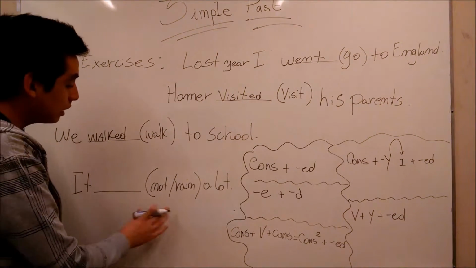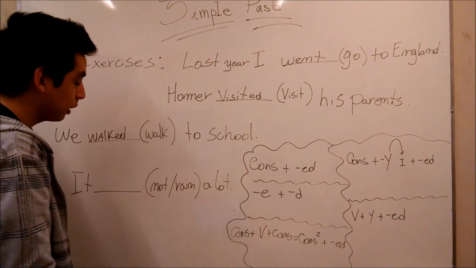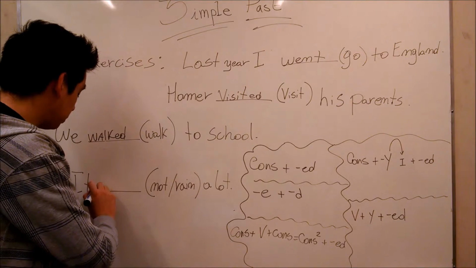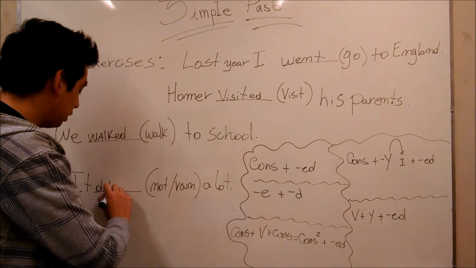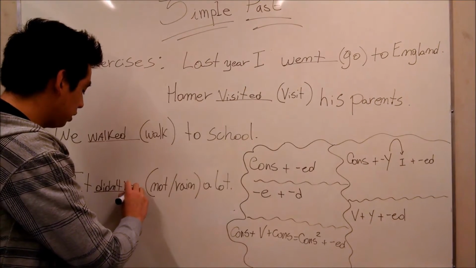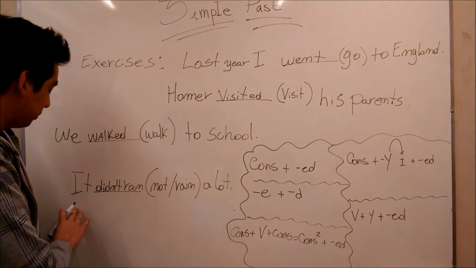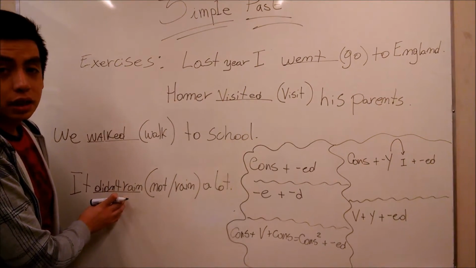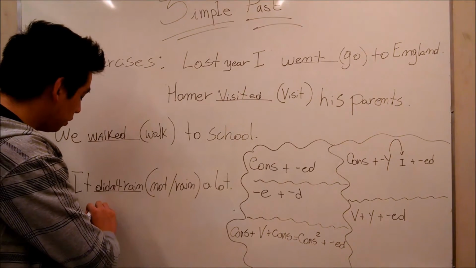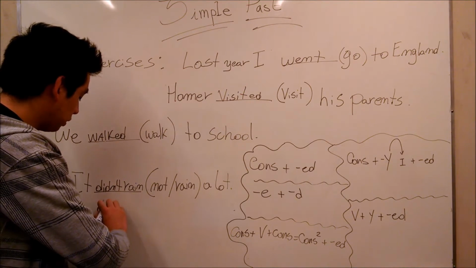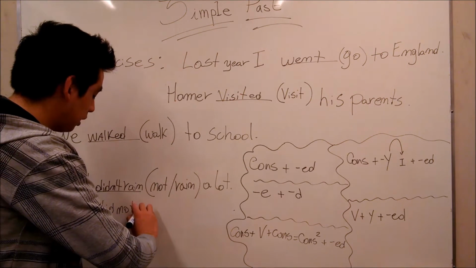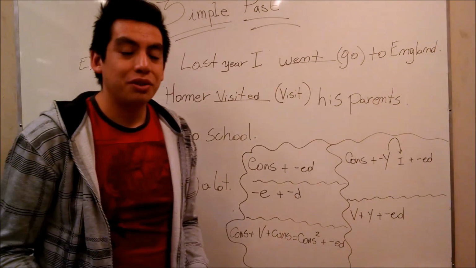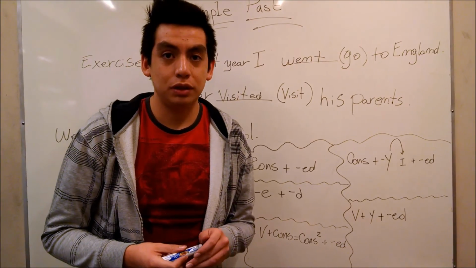Then we have: it not rain a lot. In this case we have to use our negative structure. For this we use didn't rain a lot. It didn't rain a lot. So in this case we're using didn't as an informal way to speak, because we can also put did not rain a lot. Okay, so this is everything for today. I hope to see you next time. Bye.